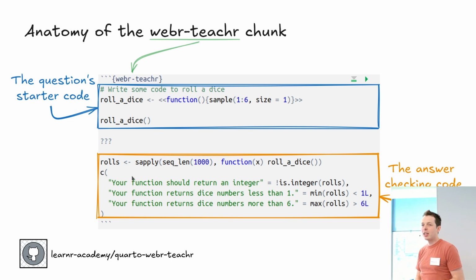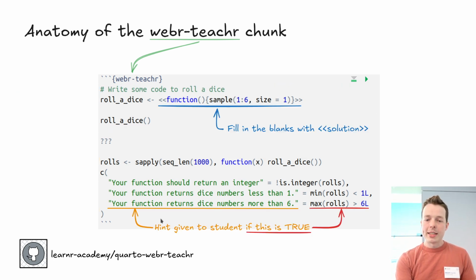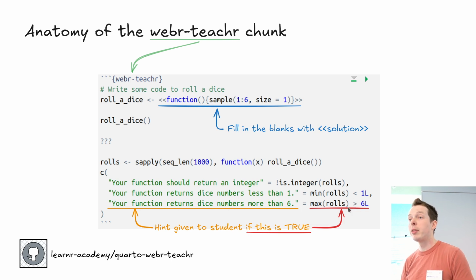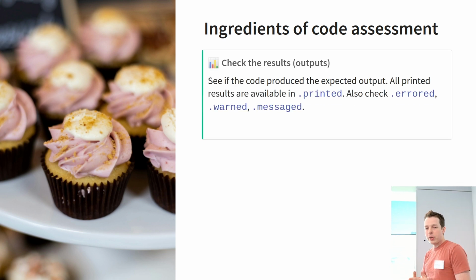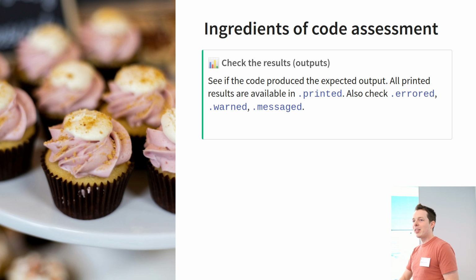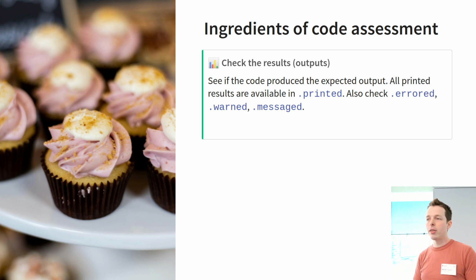And I check the answer in a variety of ways. I give hints based on if these conditions are true. So I can give targeted feedback based on where they made mistakes. And that feedback is based on 3 things. First of all, the results, if it made the right model, made the right plot, outputted the right text. So you can check the printed objects to see if that's the case.